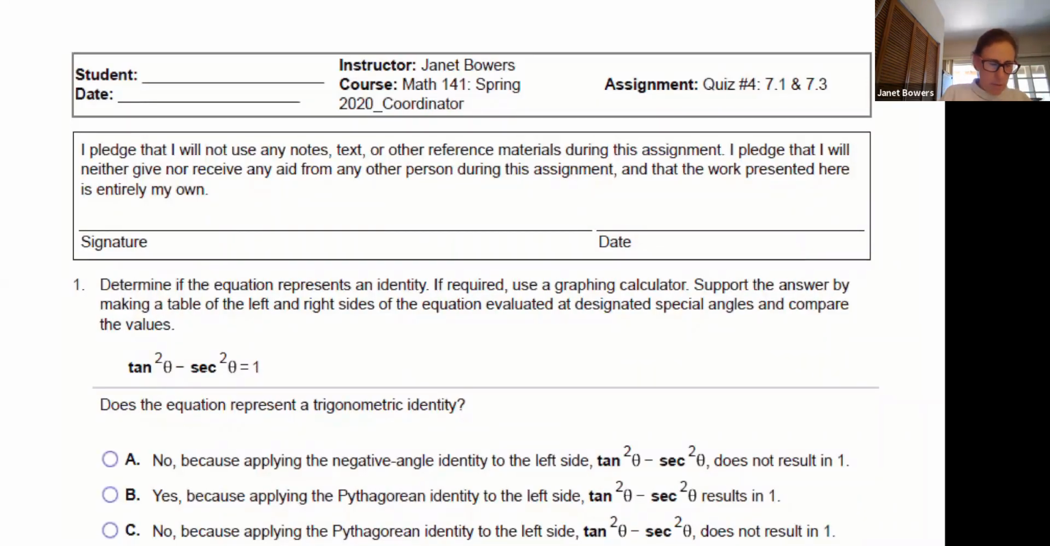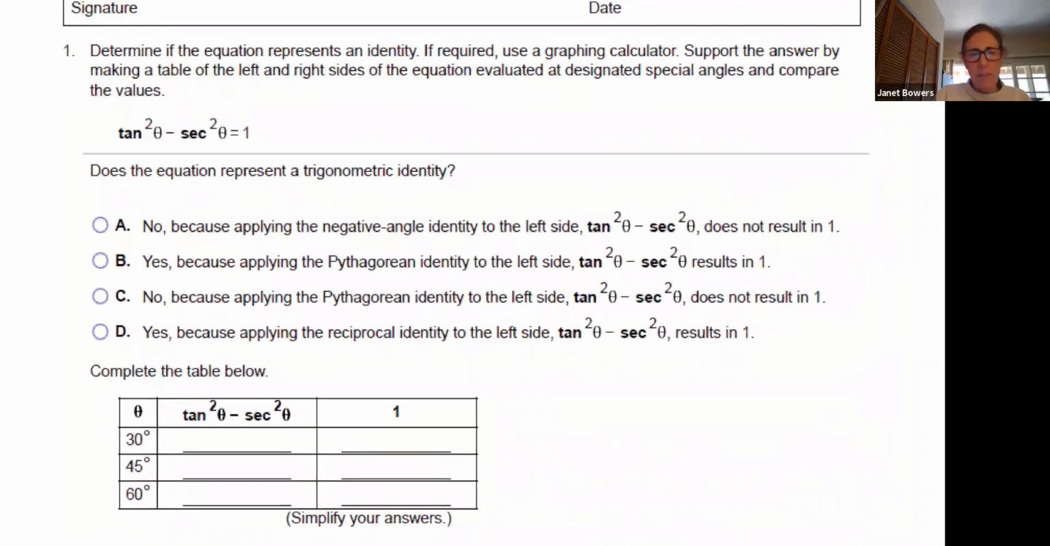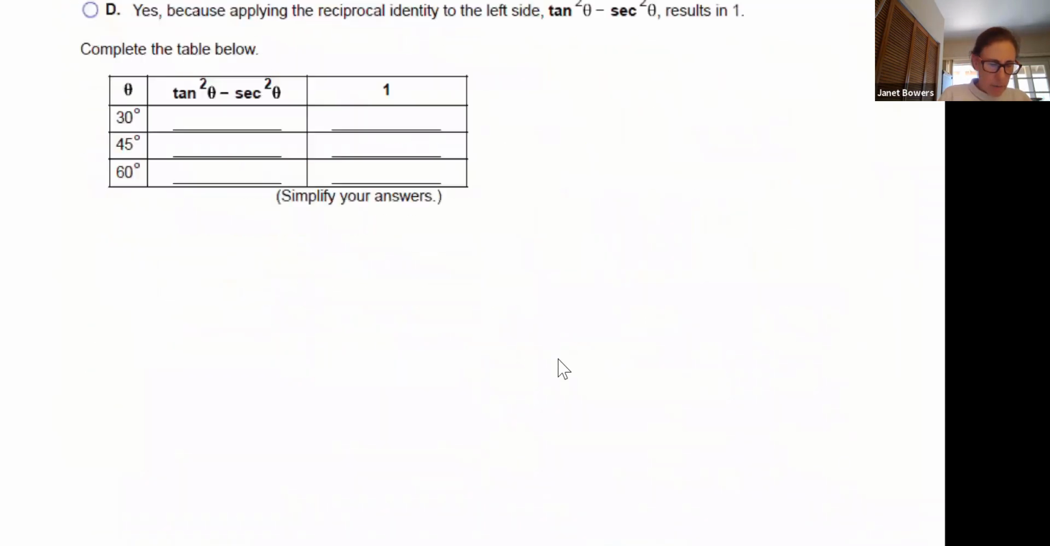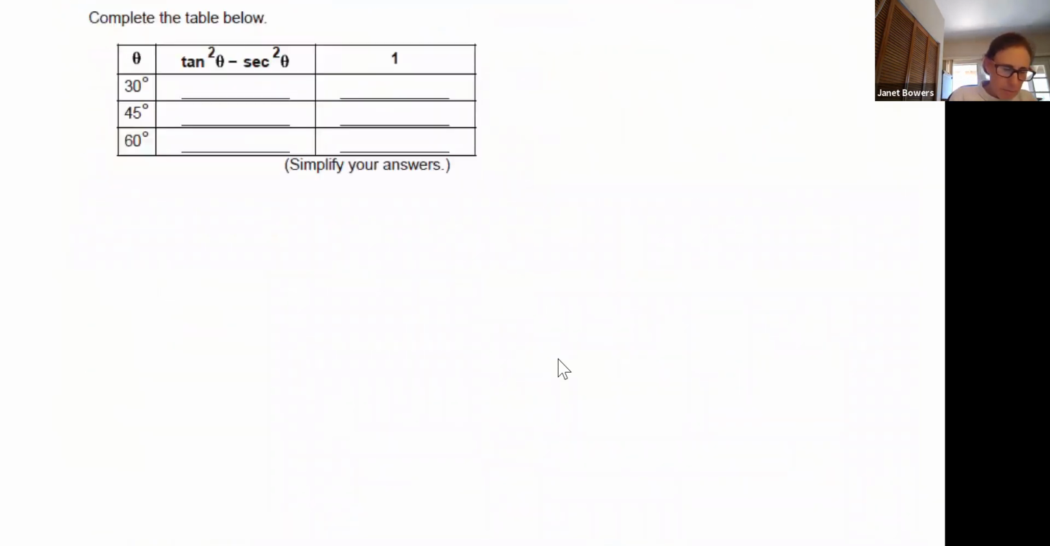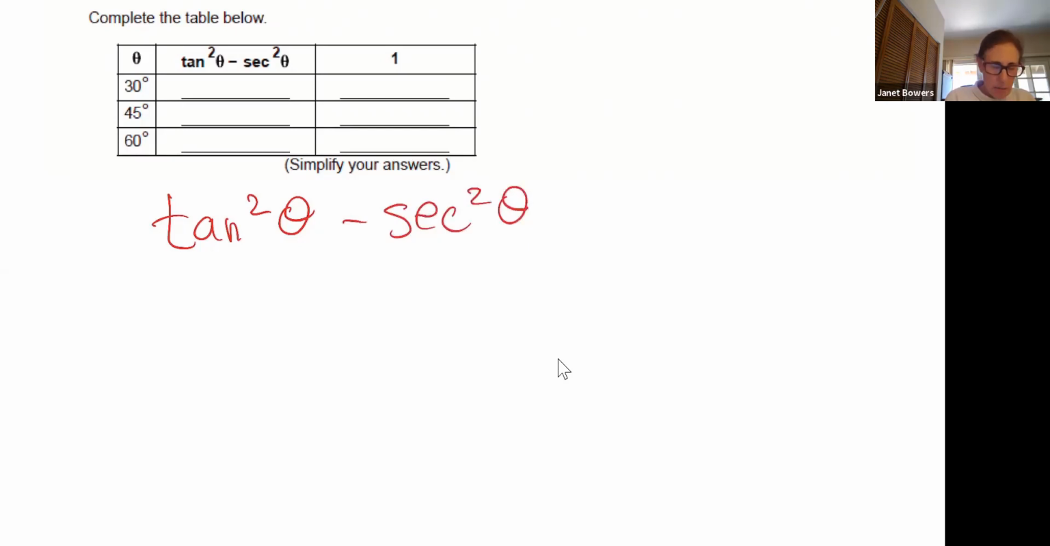Okay, so the first one is a trig question, and the question is, determine if the equation represents an identity. In other words, is tan squared theta minus secant squared theta equal to 1? So the first thing I'm going to do is play around with this. If I say the tangent squared theta minus secant squared theta, well, what is that?